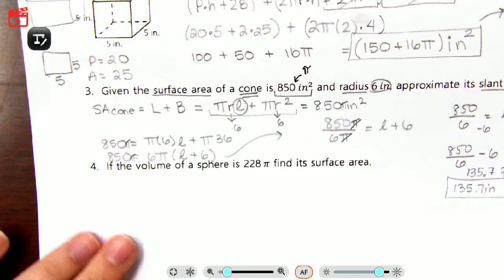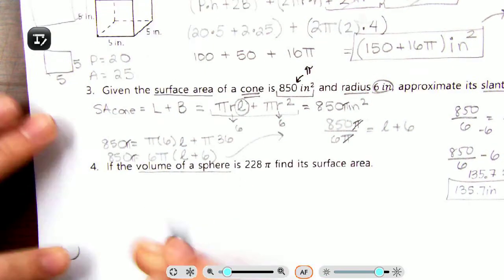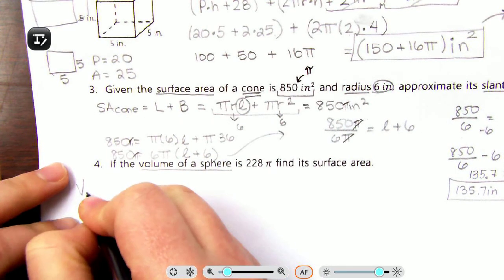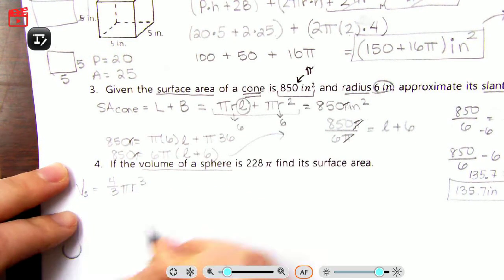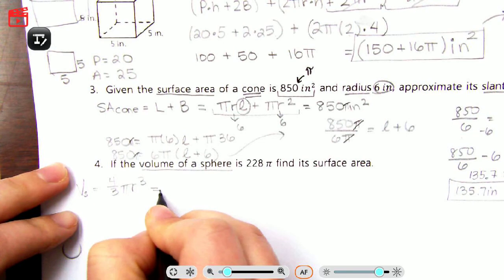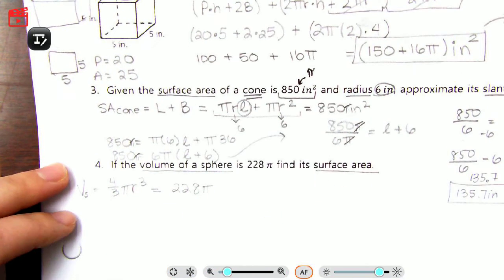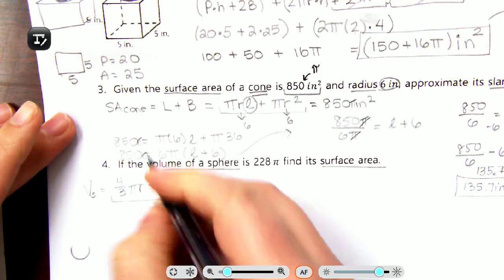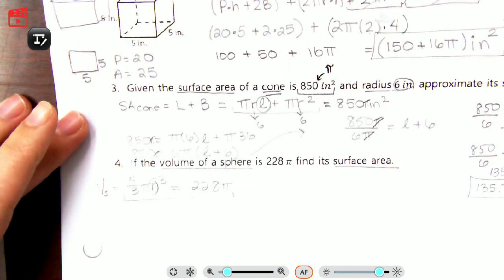Okay, let's move on to number 4. If the volume of a sphere, again, volume of a sphere, so where's sphere? I'm looking at my volume sphere. So volume of a sphere is 4/3 pi r squared. If the volume of a sphere is 228 pi, find its surface area. Okay, so this is what's given to us. I'm noticing the only variable I have is r. We don't know what the radius is. So we have to solve for the radius.